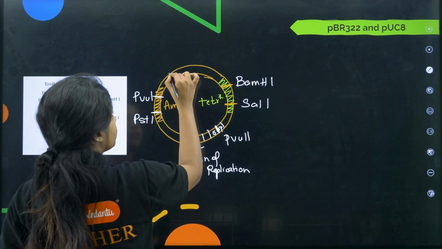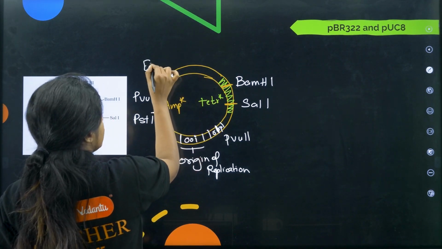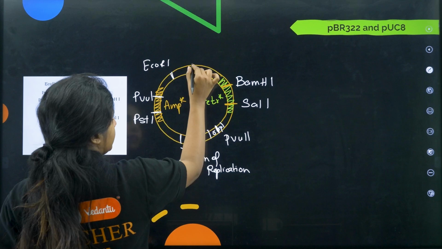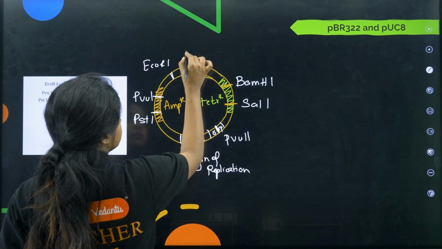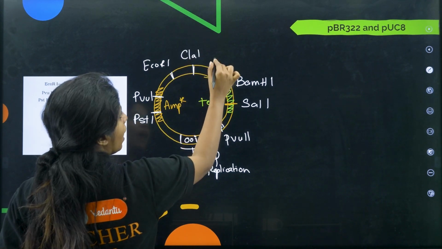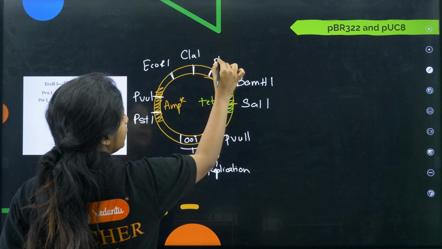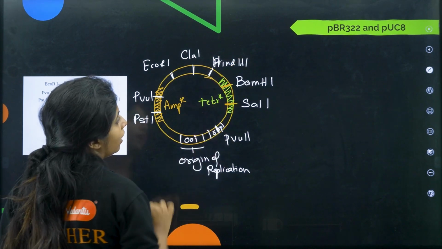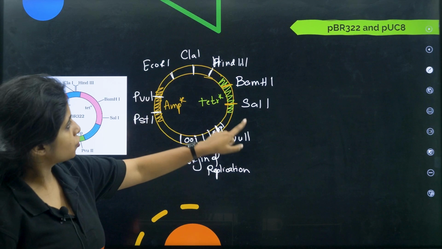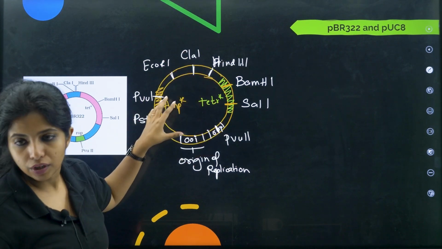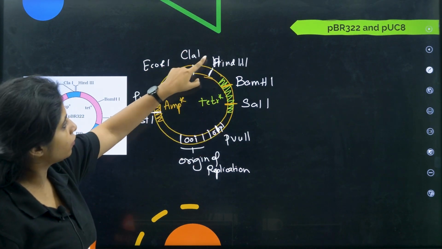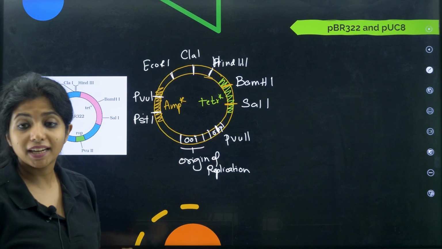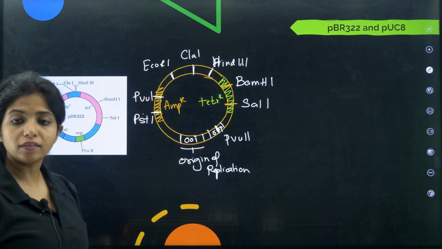Now you have three enzymes over here, recognition sites: EcoR1, then you have ClaI, and then you have HindIII, children. This is 2, this is 3, and the rest are 1 each. So how many enzymes do you have? 1, 2, 3, 4, 5, 6, 7, 8. Eight enzymes are there in this particular pBR322.